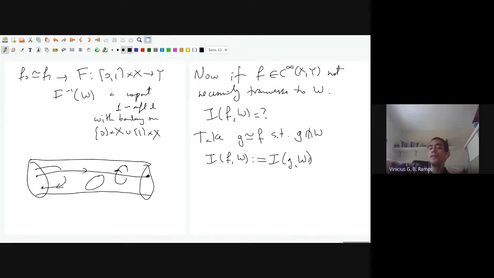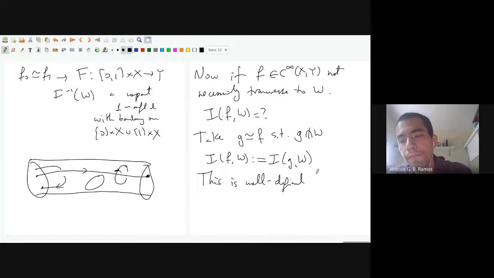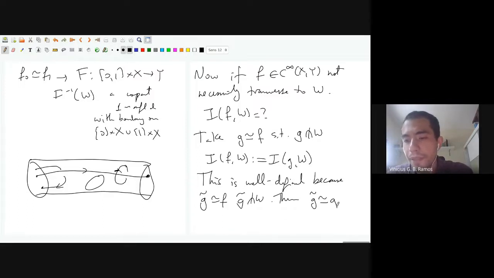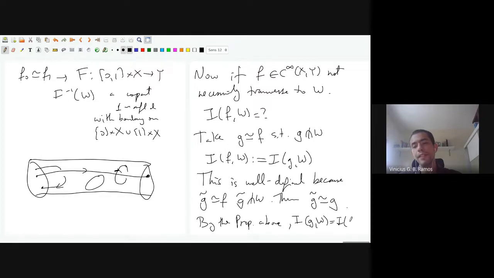So if you pick another one that's homotopic to f, that's transverse to W, the two of them are going to be homotopic as well. So they are going to have the same intersection number. So this is well defined. Because if g tilde is homotopic to f and g tilde is transverse to W, then g tilde is homotopic to g. So by the proposition above, the intersection number of g and W is equal to the intersection number of g tilde and W. Okay?